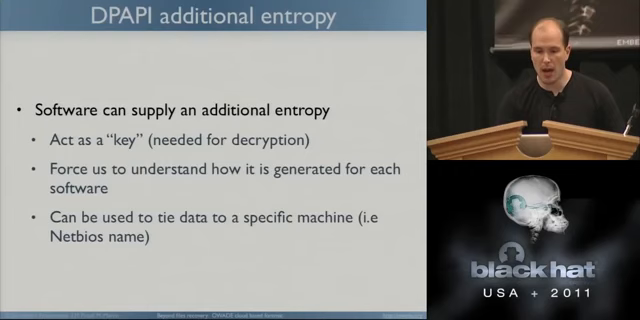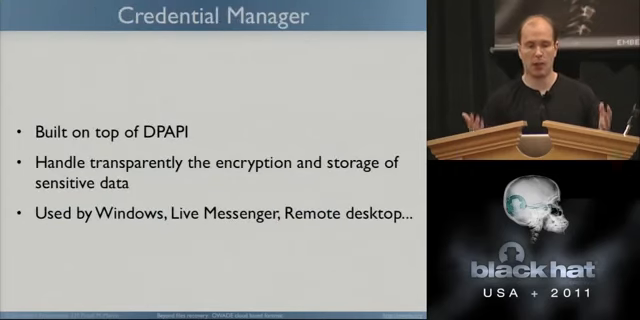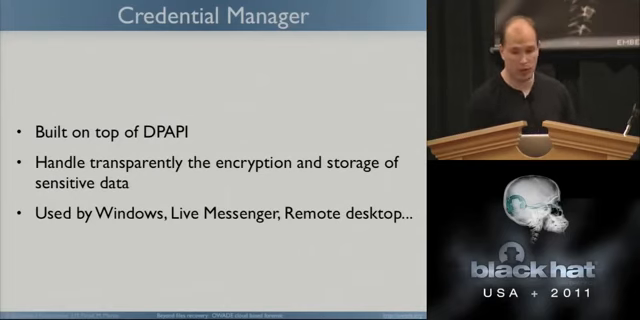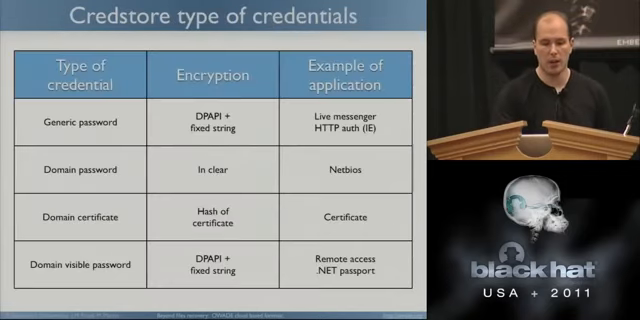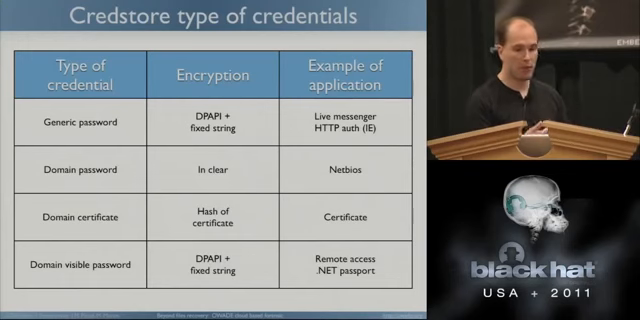On top of DPAPI, we have the credential manager, which does encryption with DPAPI and then stores it into a file called the cred store. It's used by Windows Live Messenger and Remote Desktop, and it also contains all your network passwords. There are three kinds of credentials which are stored in the cred store. The first one is the generic password, which is encrypted with DPAPI inside DPAPI. So you have to do two rounds of DPAPI to decrypt them, and you use a fixed string as additional entropy. So we know what it is, we just had to figure out where it was, and you use that.